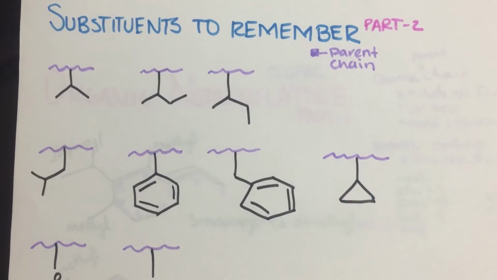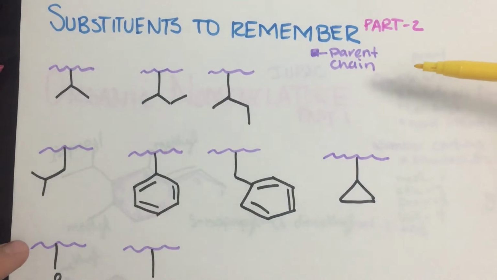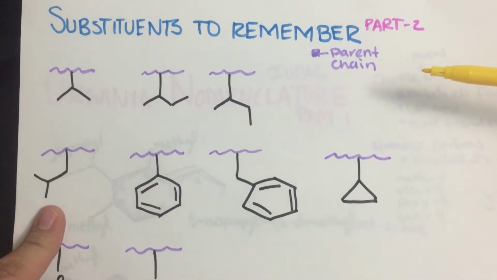Hello, so welcome again. Okay, so this part is mainly to explain and to remind you guys of the substituents that you need to remember. Okay, so we're going to be representing the parent chain in purple, so that you can tell what is the difference among them. Okay, so first we have our alkane substituents.